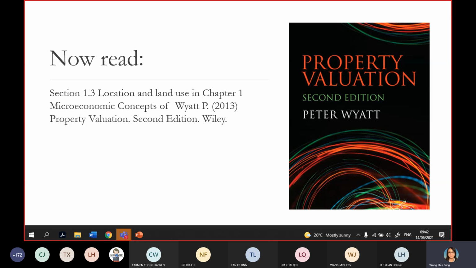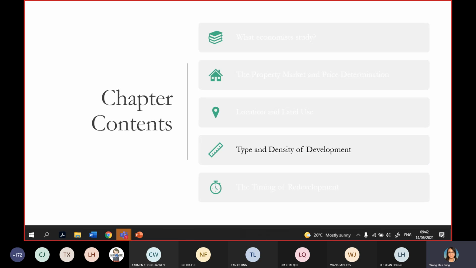For more reading, you can actually read this book as I suggested to you before, to further understand how location will influence land use. All right. So next, we're going to talk about type and density of development.